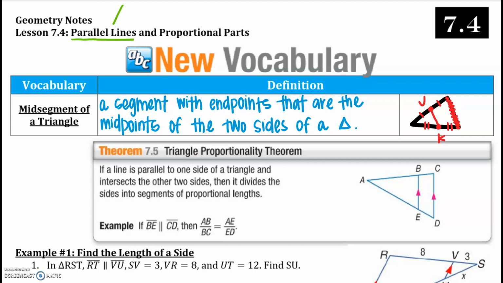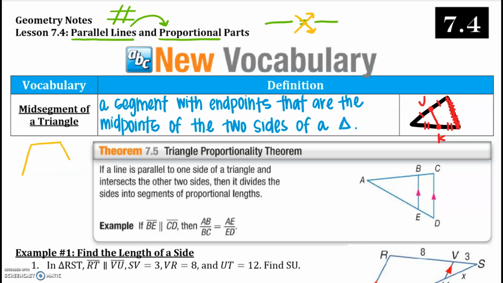So those are those transversals that help us get more information from that. And then how do those parallel lines translate into our proportional parts? So remember, our proportions are two fractions that we set up, and then to solve we can cross multiply to create equivalent sides. So something we've kind of talked about before is a midsegment of a triangle.